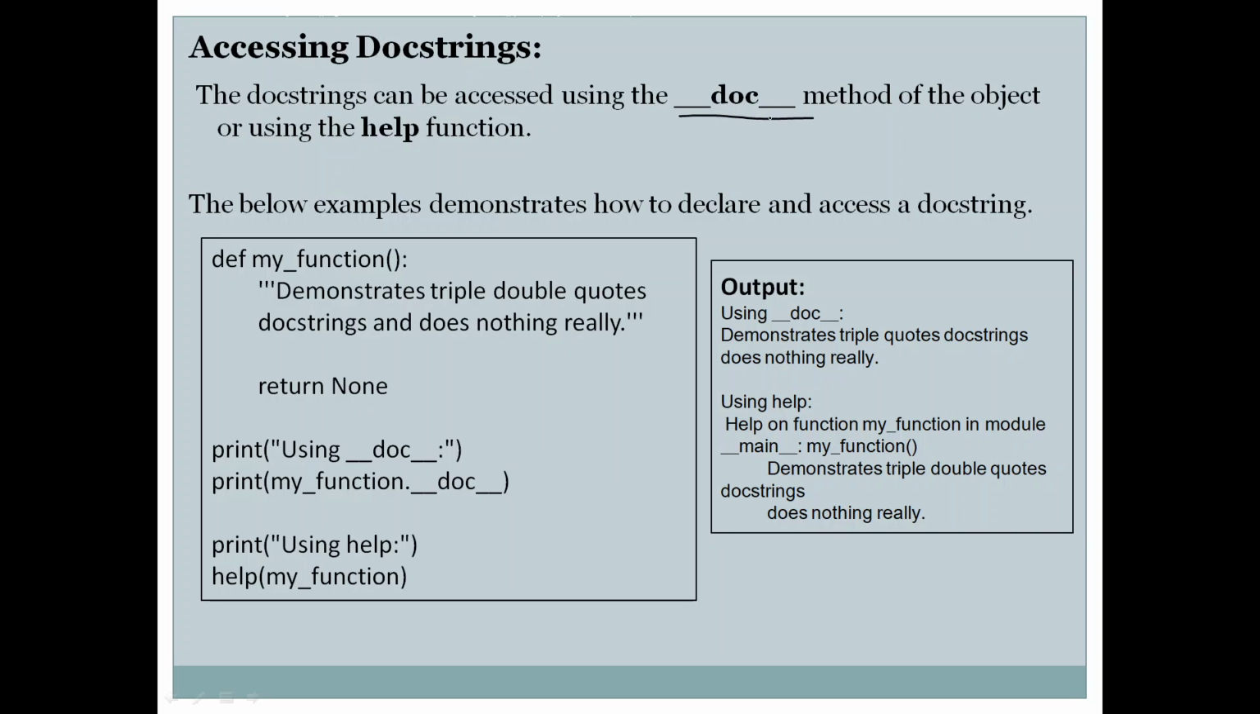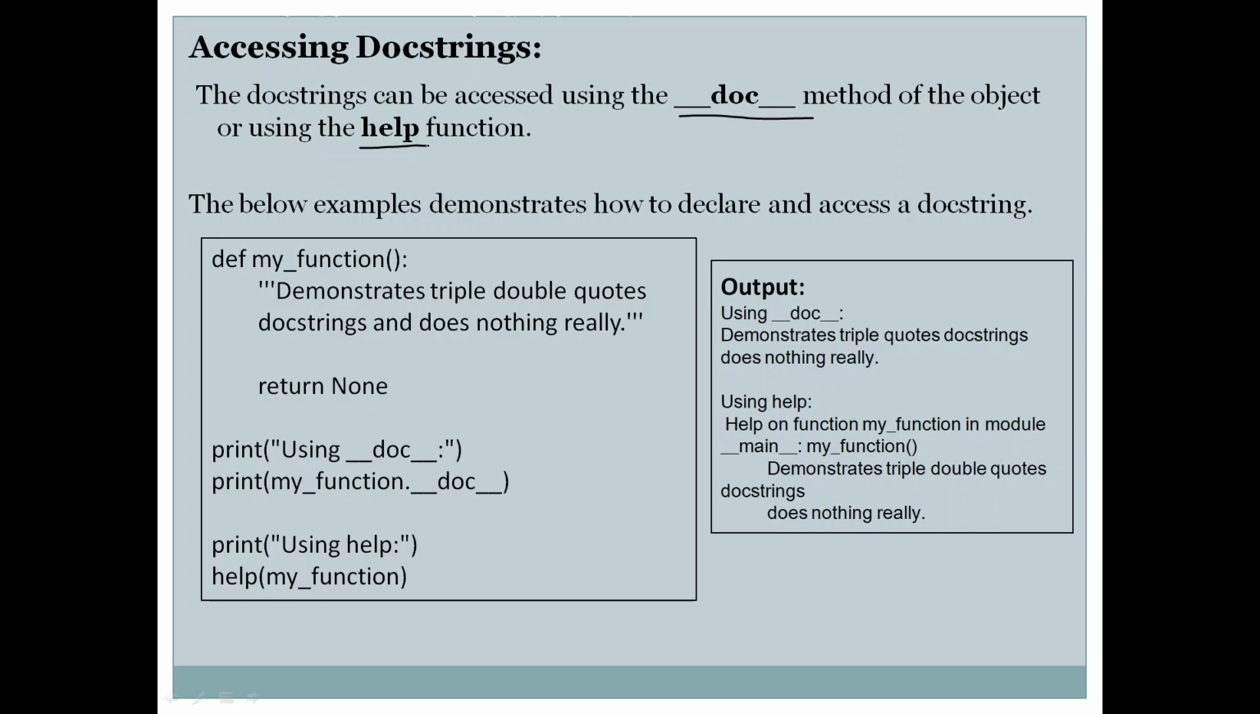predefined function, that is the function __doc__ method of the object, or the docstring can even be accessed by using one more function called help. By using those methods or functions, we can access the docstring. Okay, we have an example here which explains how a docstring can be declared and how it can be accessed.